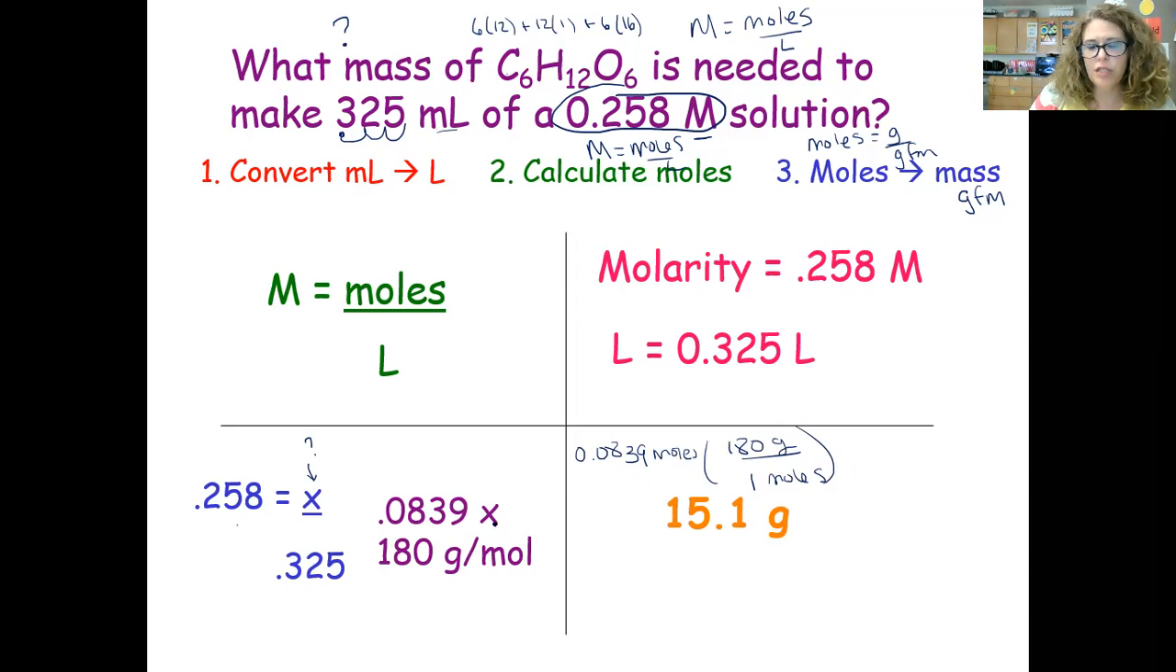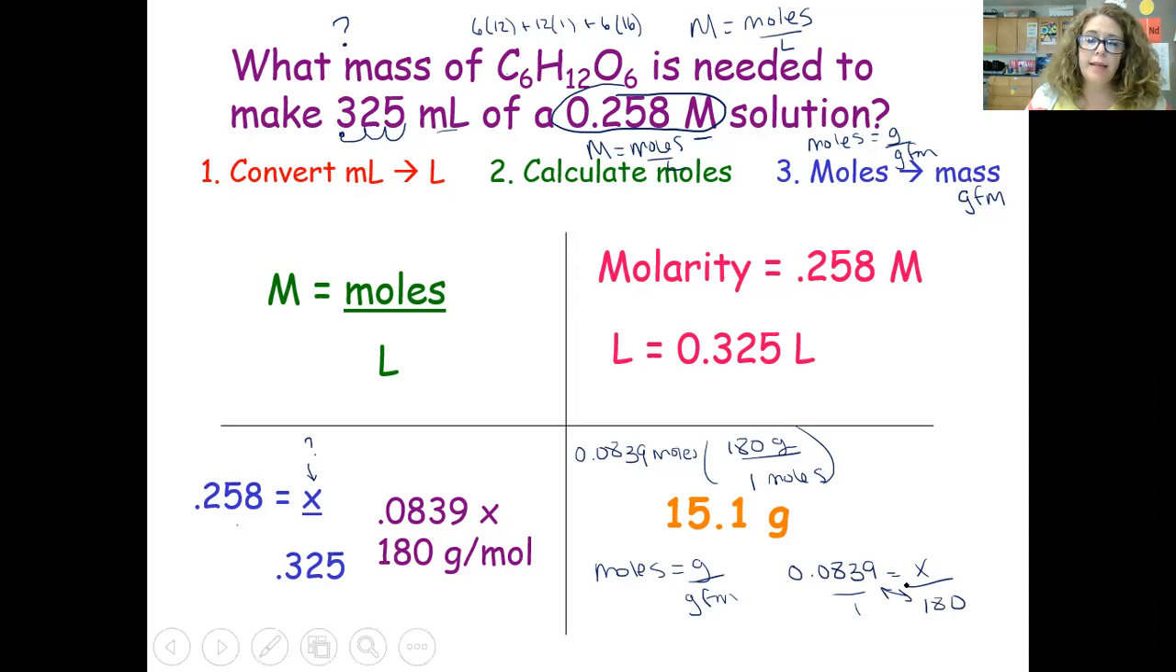And of course, you can also just substitute it into your formula from table T, right? So I'd prefer dimensional analysis, but moles is equal to given grams divided by the gram formula mass. And so what do we have? We have the moles, 0.0839. And I'm looking for the grams divided by the gram formula mass of 180. And so then again, you are multiplying times 180. 3 different strategies, right? Given moles, you multiply by the gram formula mass. Dimensional analysis way, table T way. 3 ways to get the same 15.1 gram answer.